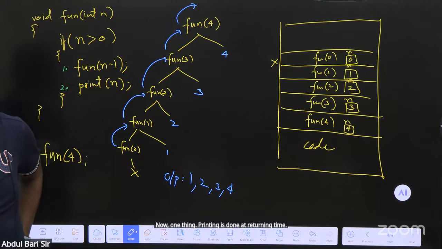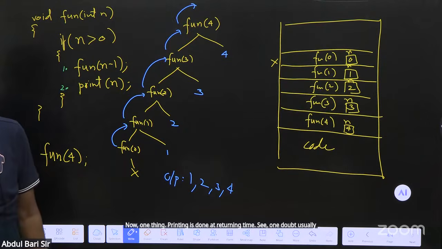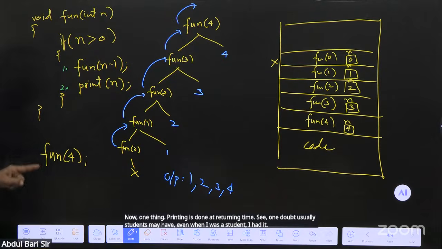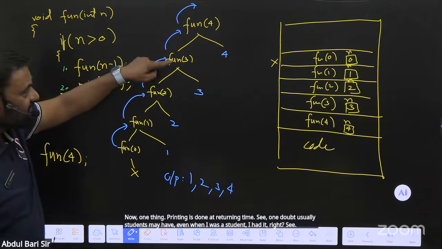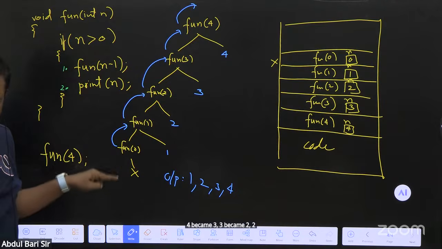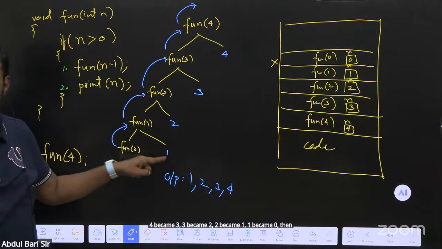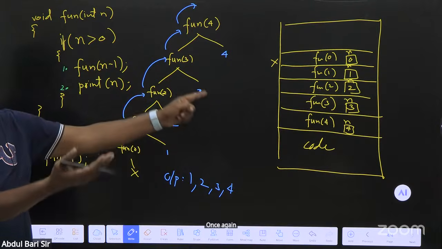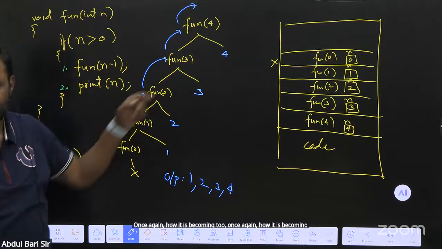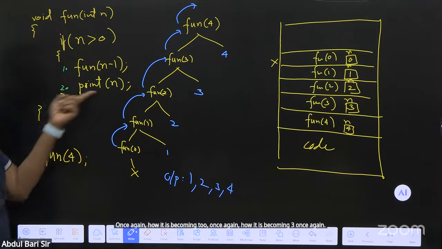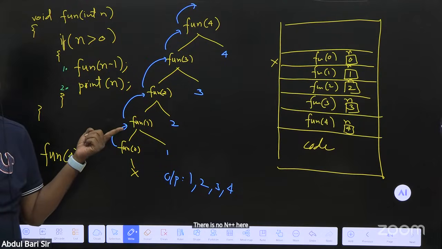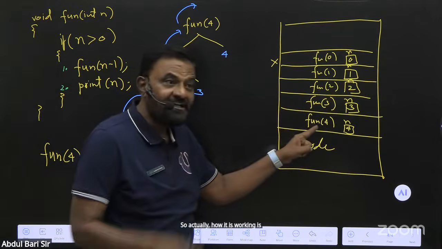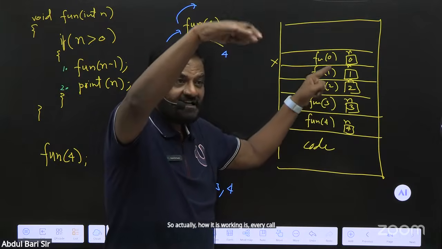One doubt usually students may have, even when I was a student, I had it. See, 4 became 3, 3 became 2, 2 became 1, 1 became 0. Then how is n becoming 1 once again, how is it becoming 2 once again, how is it becoming 3 once again? There is no n plus plus here. So actually, how it is working is every call's activation record is saved.